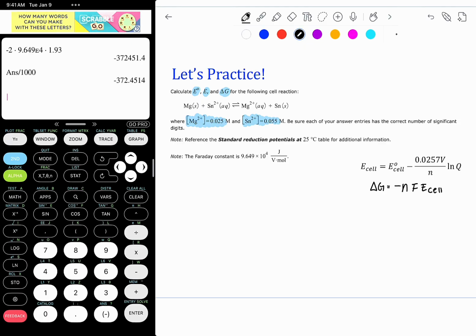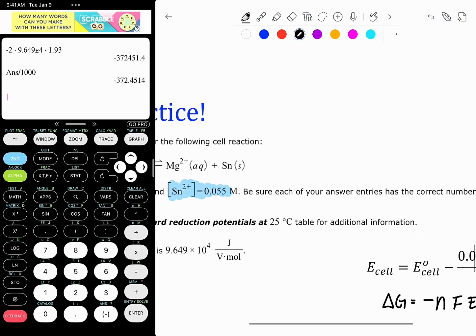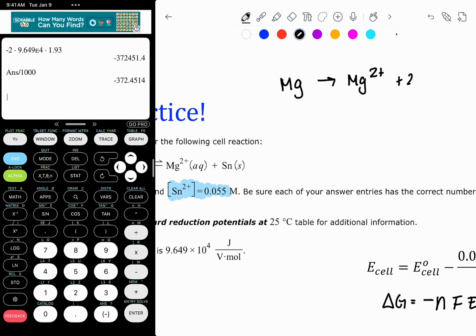Okay, I'm going to be moving around the screen a little bit here just to allow myself enough room for all the different parts that we need here. So I'm going to put my half reactions up in this top corner. We first have magnesium solid going to magnesium ion, 2 plus, so I need 2 electrons here. And then we have tin 2 plus going to tin solid, so I need 2 electrons here.